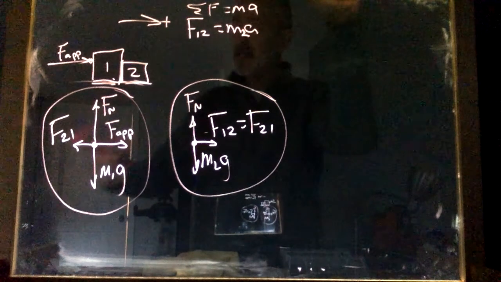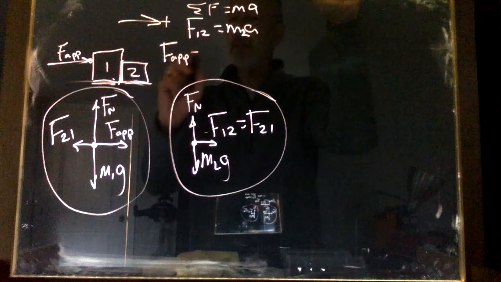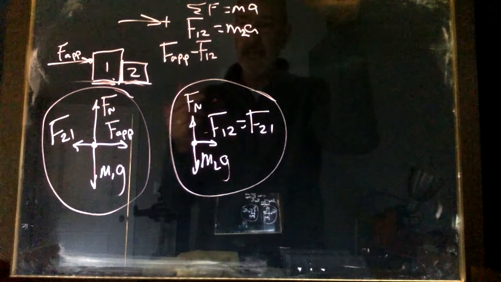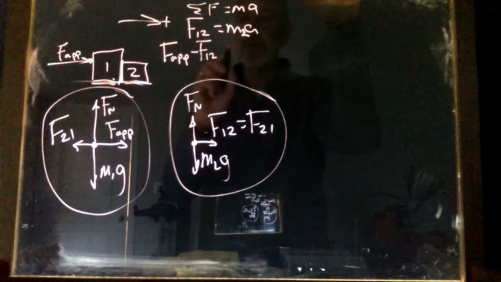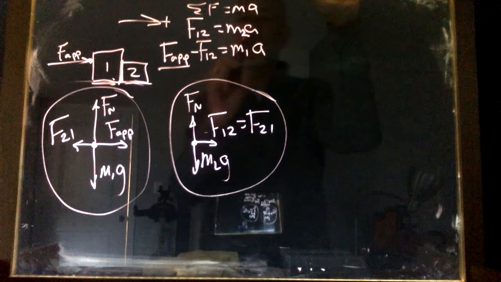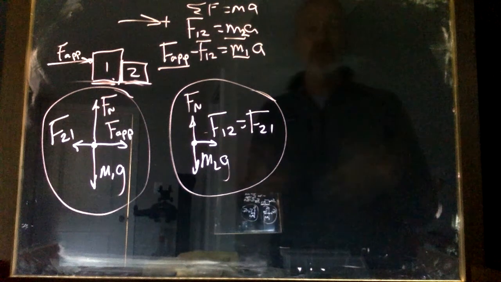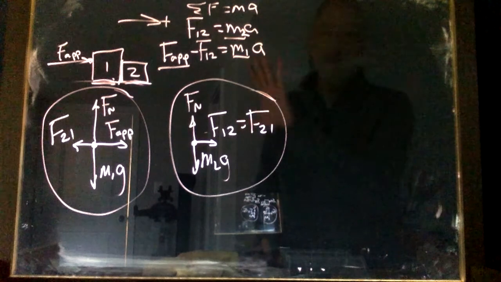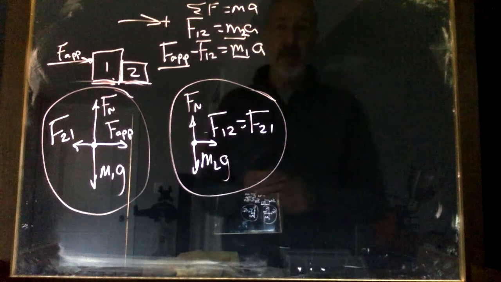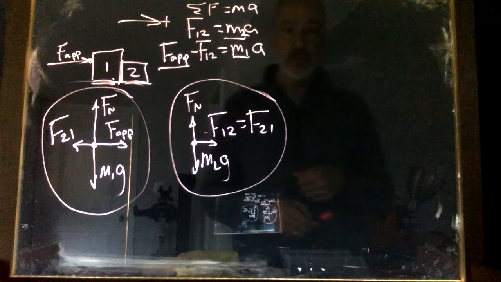If we do the free body diagram for this one, it's F applied minus F12. Again, this is the same as this in size, but opposite direction, equals m1a. And if we know the applied force and we know the masses, we have two unknowns and two equations, so we could solve them. I'm not going to do that in here, but it ends up being solvable because of that. But I want you to be able to draw a free body diagram for those situations.